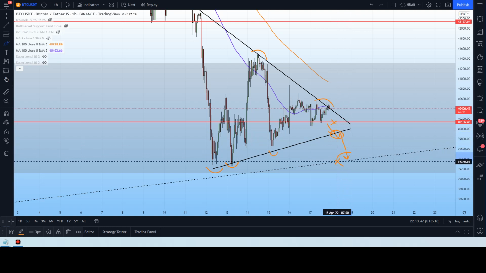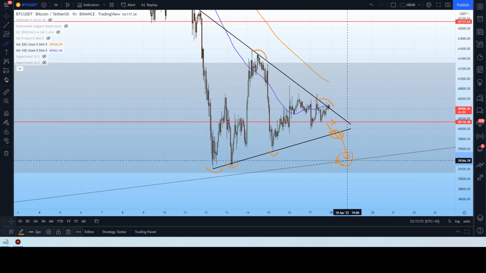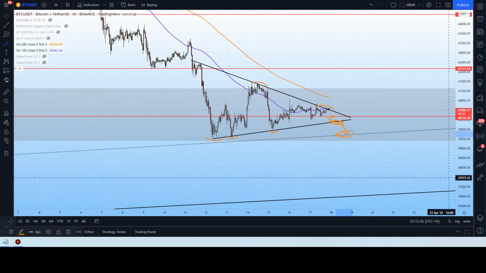We will not hold this level again. We've talked about this many, many times on the channel. If we come down to this level, we will break through this level. All right, we can expect the price to continue downwards.